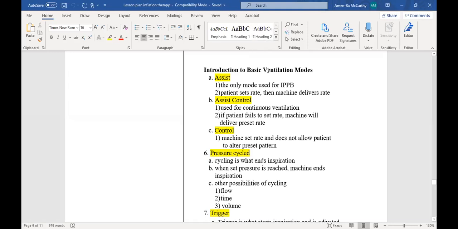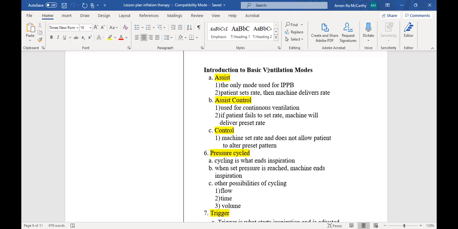Now, there are other basic ventilator modes that we don't use for IPPB, right? The only mode we use for positive pressure hyperinflation, IPPB, AKA PPB, or hyperinflation, giving positive pressure just for hyperinflation, is assist mode. That's the only mode we use for this, okay? Now, the other 2 modes that I want to touch on would be assist control and control.